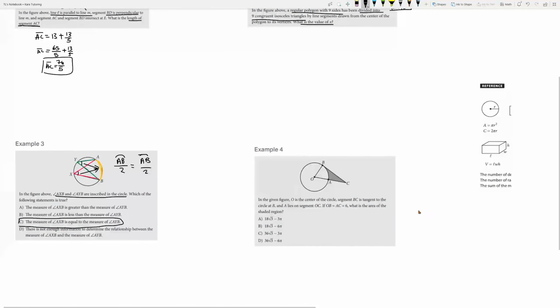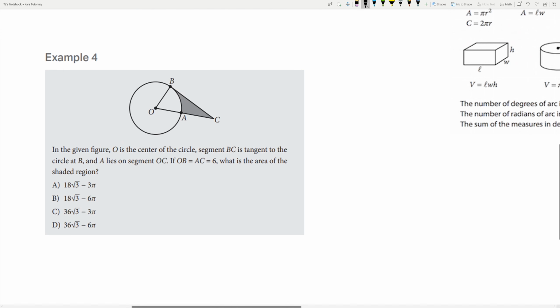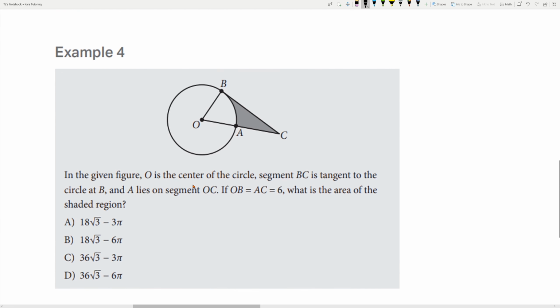Next, we're going to look at areas of a certain region, like a shaded region like this one. So let's just read the problem first. In a given figure, O is the center of the circle. Segment BC is tangent to the circle at B, and A lies on the segment OC. If OB and AC are equal to 6, then what is the area of the shaded region?